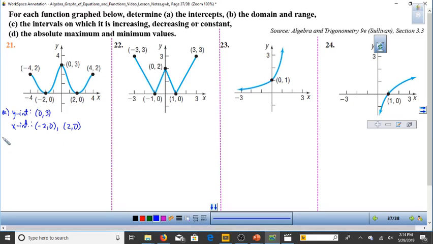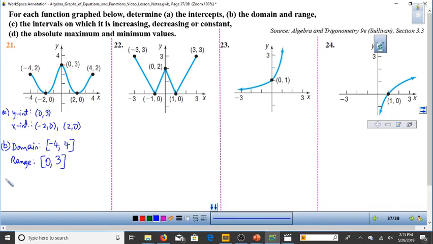Then for part B, the domain. The domain are the x values in question. So in this case, the lowest x value is -4, and that's included, and the highest x value is +4, which is also included, so it's brackets. The range, the lowest y value, the lowest point it goes down to is 0. That's the lowest y value we get, which is included, and the highest it goes up to is 3. So the range is bracket 0 to 3.